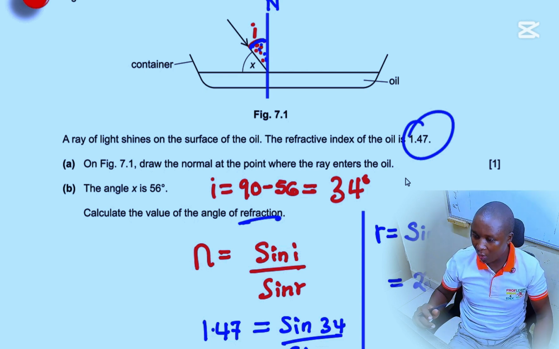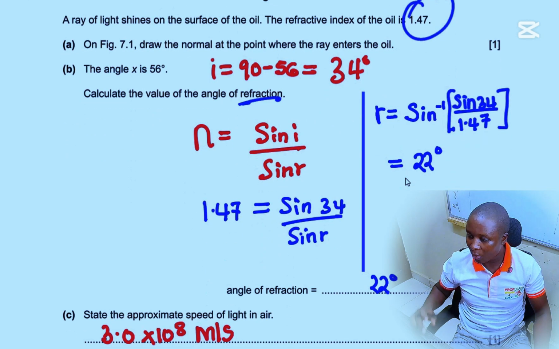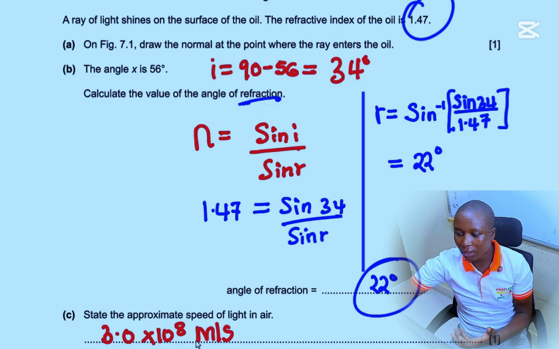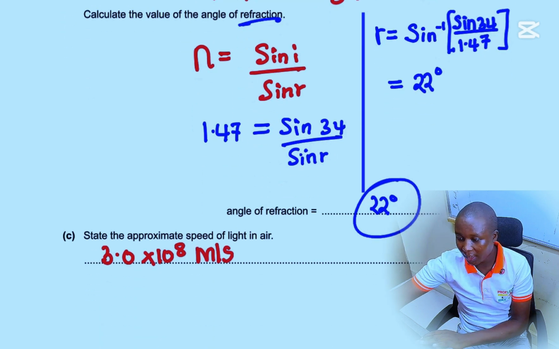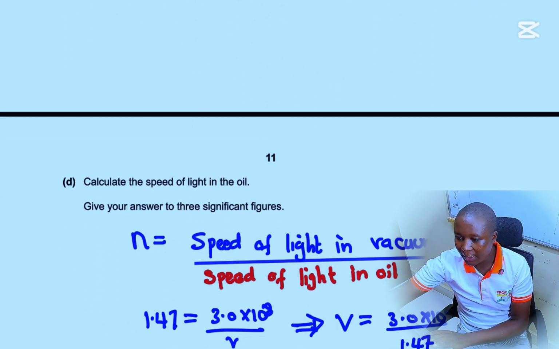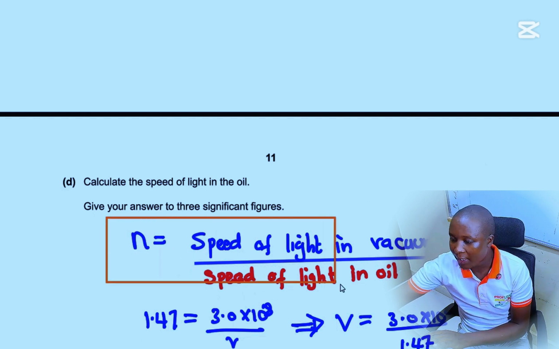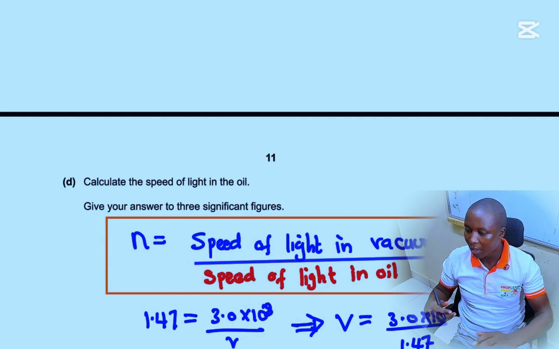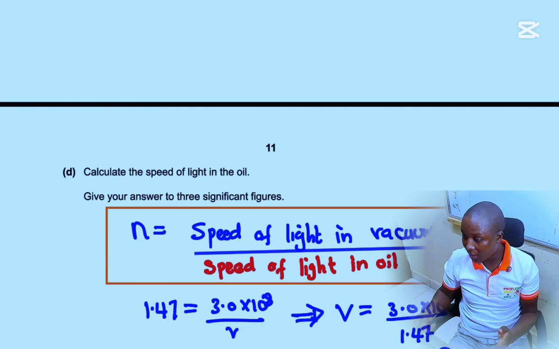To do that, you are going to say n is equal to sine i over sine r. Substituting that, we are going to get our angle equivalent to 22 degrees. The approximate speed at which light moves in air is 3.0 times 10 raised to the power 8 meters per second. Don't forget that. Calculate the speed of light in oil. Here, the examiner is testing: do you know that refractive index is also calculated by this formula, speed of light in a vacuum over the speed of light in oil or any material? That's what the examiner was testing.